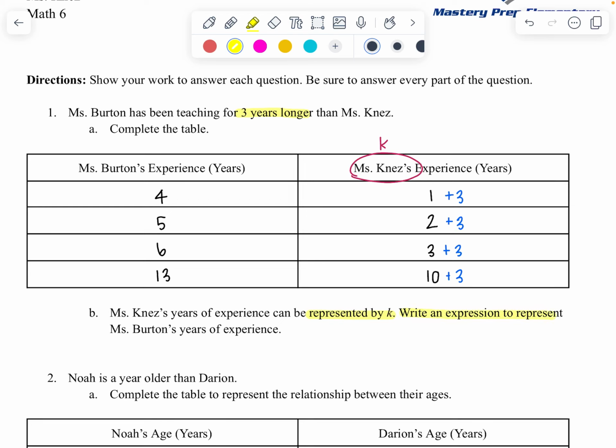In other words, what can I always do to K, Miss Knez's years of experience, to figure out or represent Miss Burton's years of experience? I can see the pattern clearly in the table, because no matter what K is, K being any possible years of experience Miss Knez has, I can always take K and add 3. Again, K just means any possible years of experience that Miss Knez has had. And no matter what number K would be, we would always add 3 to figure out Miss Burton's experience.